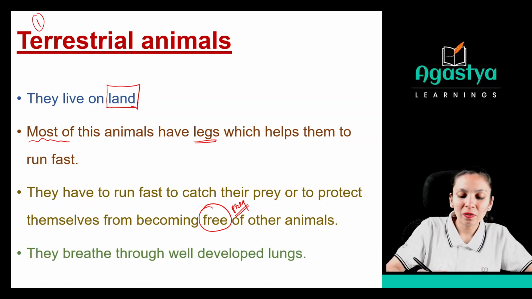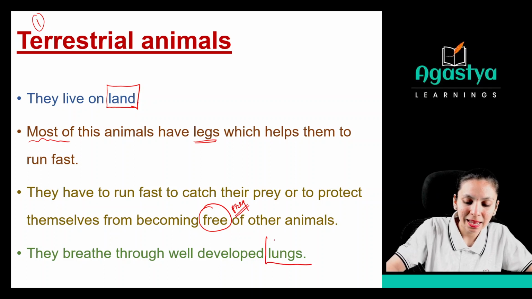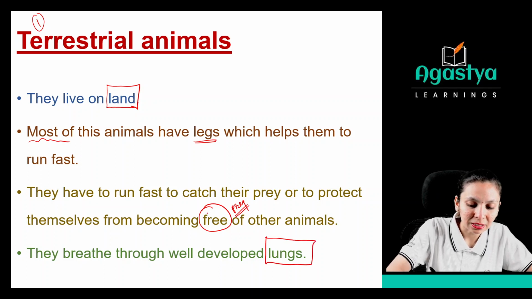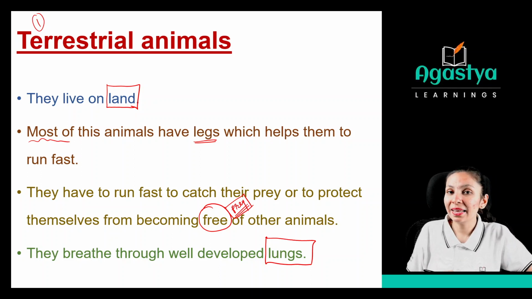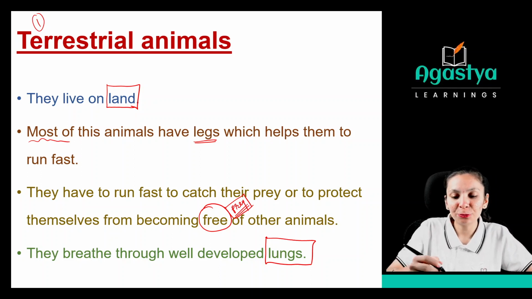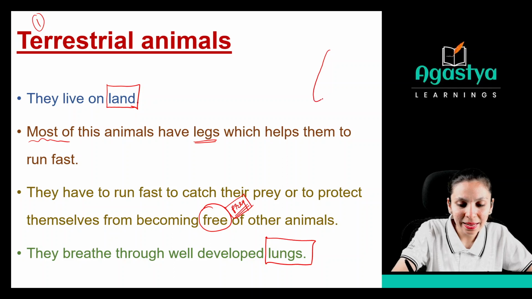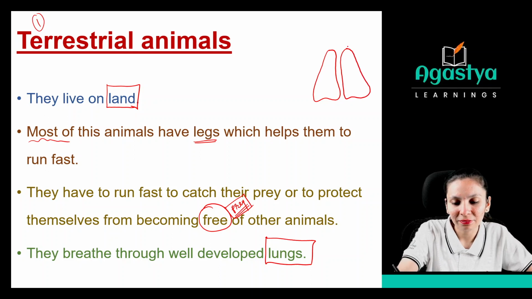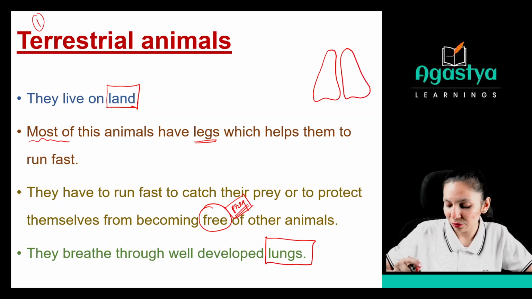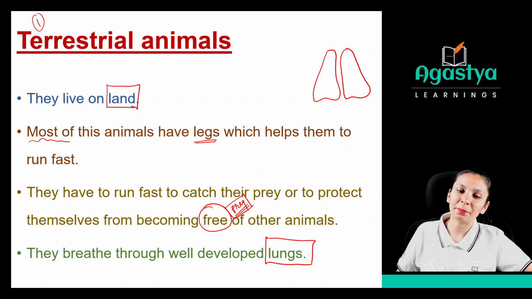They breathe through well-developed lungs. They have lungs, right? As we have lungs, humans have lungs. So just like us, all these animals have lungs through which they can breathe very well. These are the lungs which you can find in most of the animals.